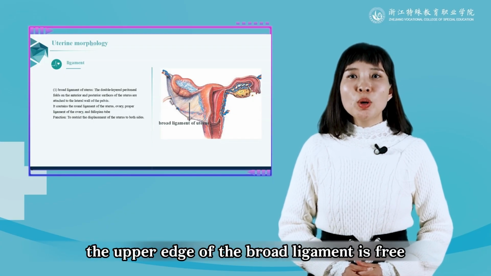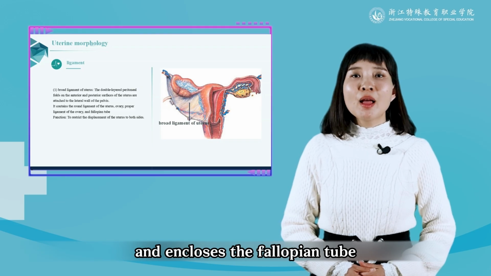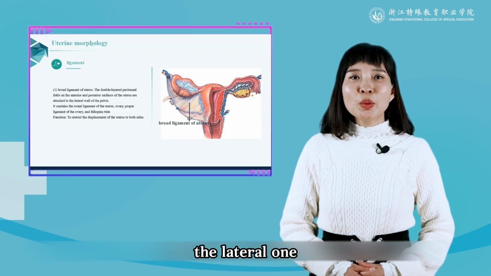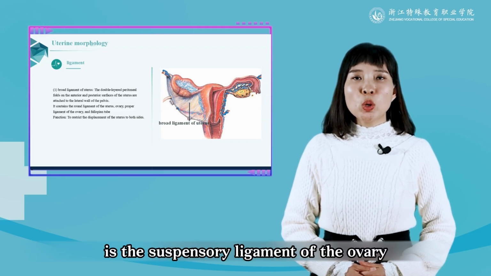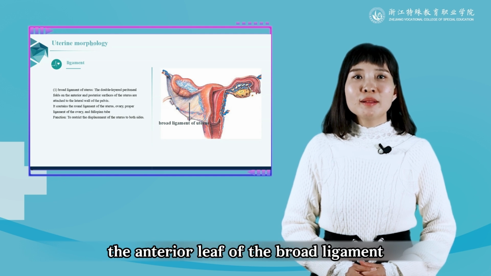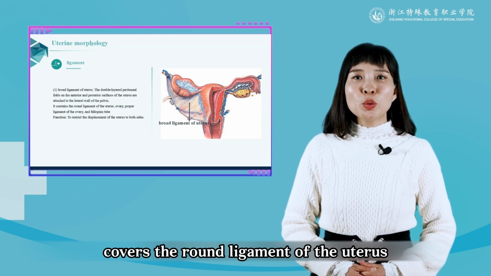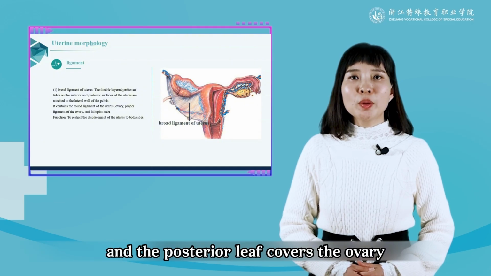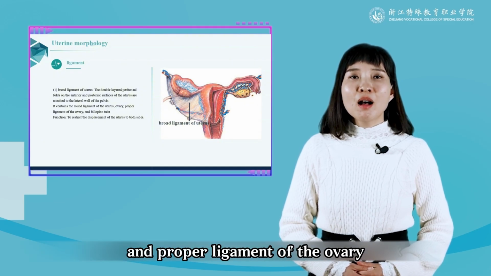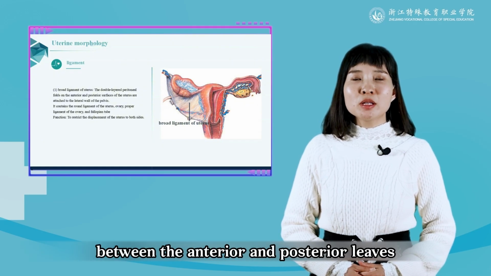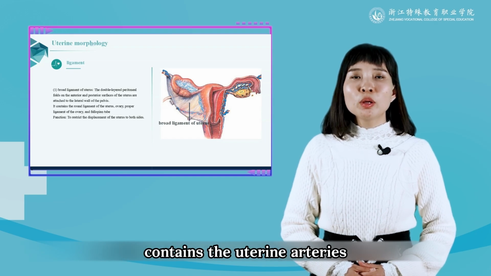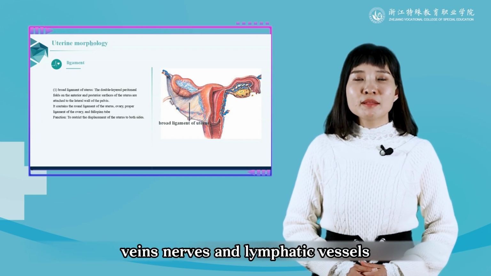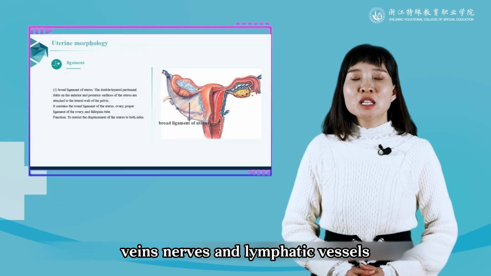The upper edge of the broad ligament is free and encloses the fallopian tube. The lateral one-third of the upper edge is the suspensory ligament of the ovary. The anterior leaf of the broad ligament covers the round ligament of the uterus, and the posterior leaf covers the ovary and proper ligament of the ovary. Loose connective tissue between the anterior and posterior leaves contains the uterine arteries, veins, nerves, and lymphatic vessels.